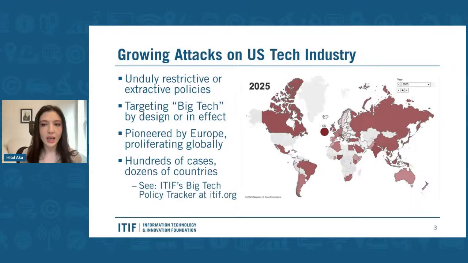So in 2010, only a few policies disproportionately impacted US tech companies. But today we see over 100 of these policies proliferating across dozens of jurisdictions worldwide, and countries are actively learning from and copying each other's approaches, especially when they don't face any consequences from the US. You can visit our Big Tech Policy Tracker on ITIF's website if you want to see the full catalog, which is being updated regularly.